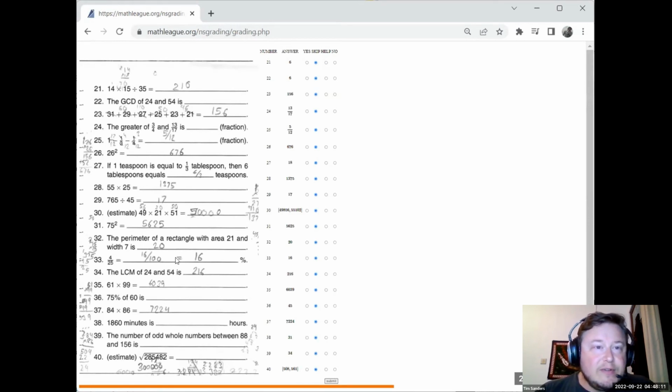Let's take a look at this one. All right, I have a 216, that's not 6. This is blank, so I leave it as a skip. 156 matches. Here's a blank. Here I've got a 5/12 for number 25. It's 5/12, yes. 676, yes. This looks like a 6/3. Obviously 6/3 is not the same number as 18, so we're going to mark that a no.